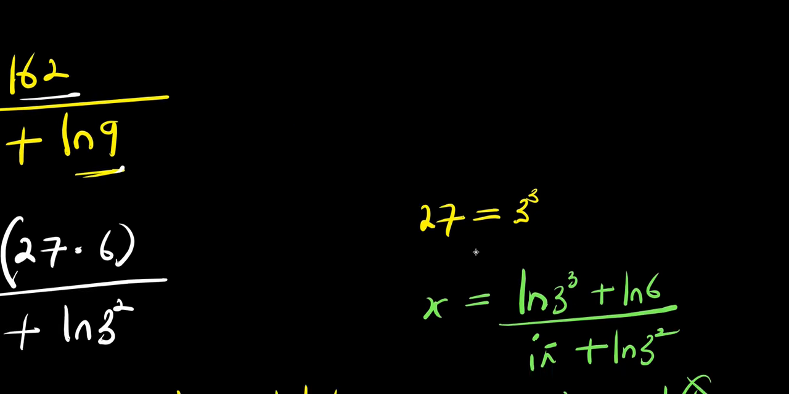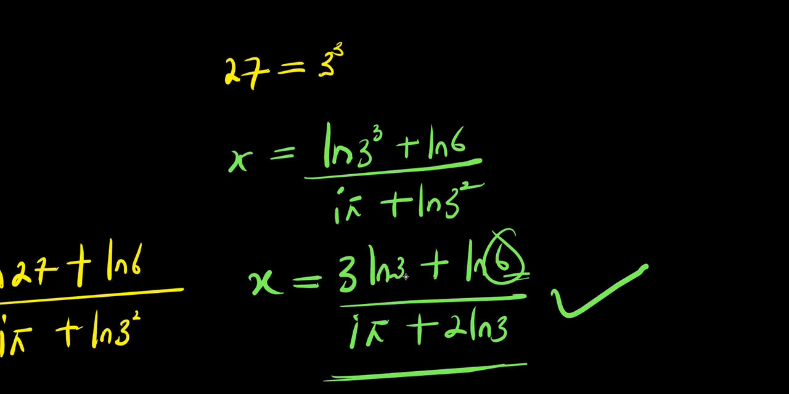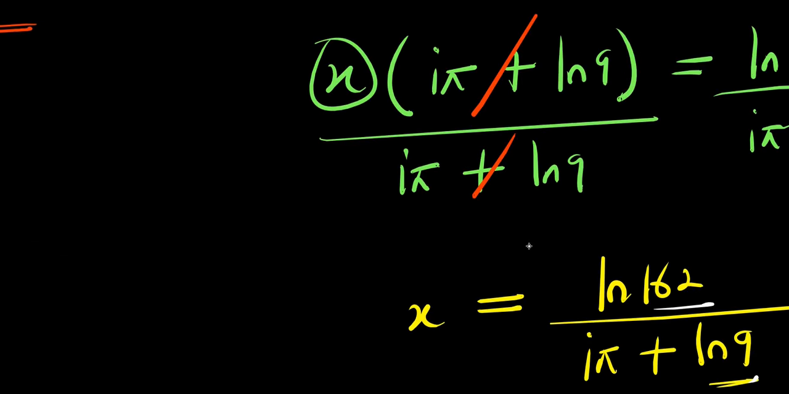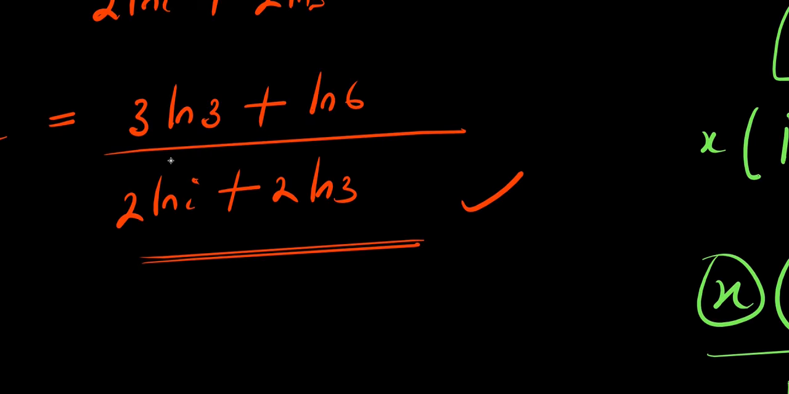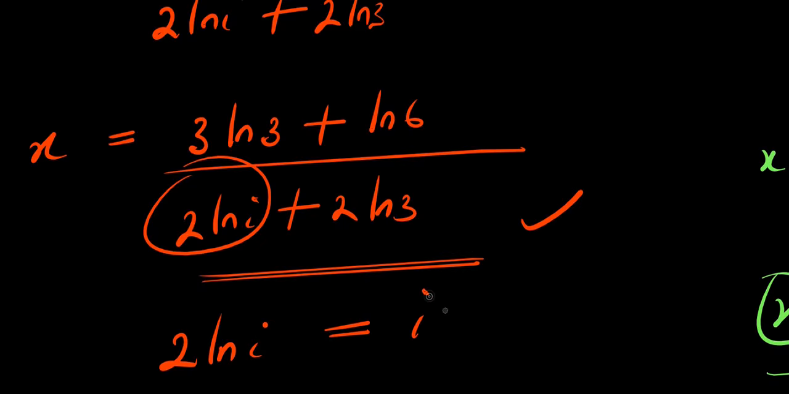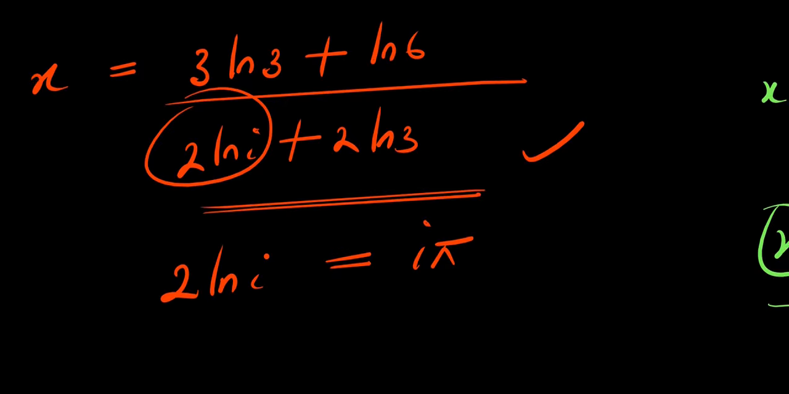Look at this answer here. Here we had 3 times natural log of 3 plus natural log of 6 divided by i pi plus 2 times natural log of 3. While in this other part, we have 3 times natural log of 3 plus natural log of 6 divided by 2 times natural log of i plus 2 natural log of 3. The only difference is here we have 2 times natural log of i, while in the other part we had i times pi. And in real sense, 2 times natural log of i and i times pi are the same thing. So this answer is also very correct. So the two variations give us the correct answer, irrespective of the one that you use.